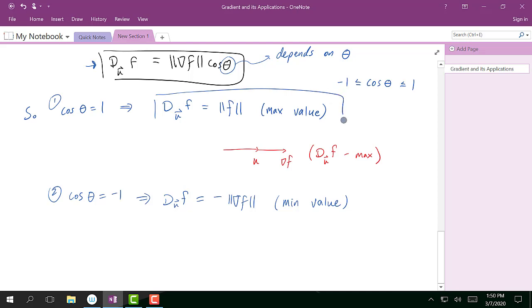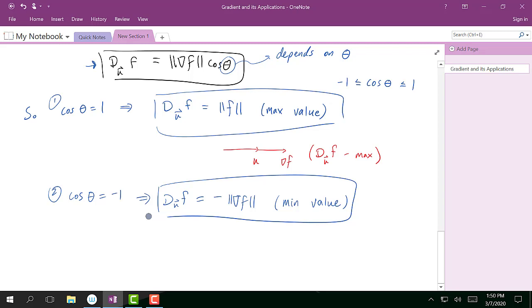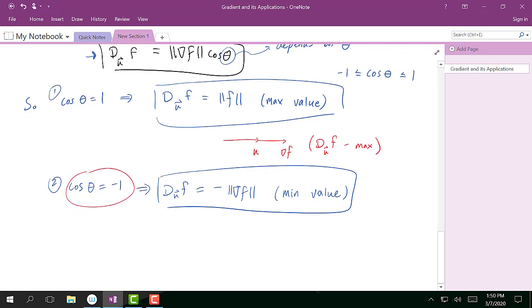So we have the maximum value, and the minimum value is just the negative. So they're negatives of each other. And of course, this is going to happen when these vectors are at an angle of pi radians, 180 degrees from each other. Because of course, that would be when the cosine of the angle between them is going to be -1. And so we get something like this: u, and then the gradient of f. This is going to be the case of the minimum value. Again, that's the minimum of the directional derivative.